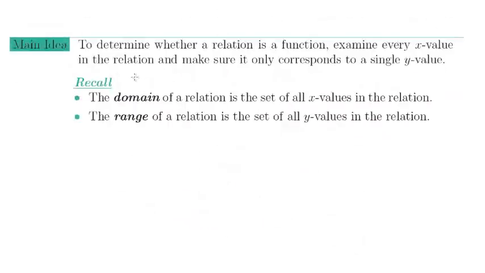Therefore, to determine whether a relation is a function, we must examine every x value in the relation and make sure it corresponds to a single y value. Recall that the domain of a relation is the set of all x values in the relation, and the range of a relation is the set of all y values in the relation. So a function is a relation that takes every element in the domain and maps it to at most one element in the range. Let's work some examples together.